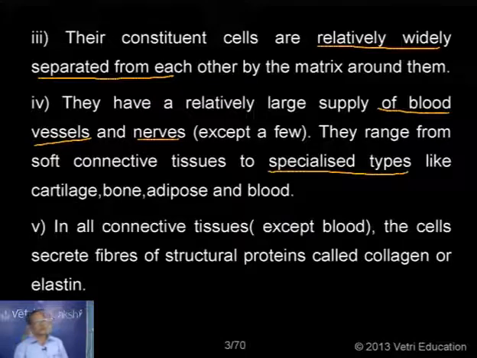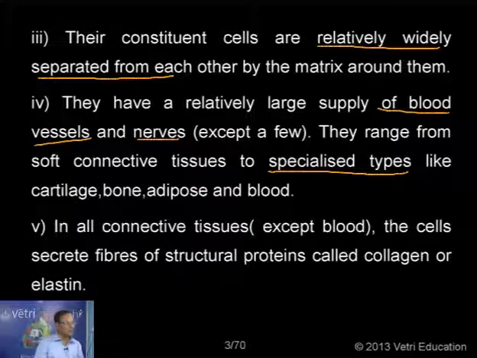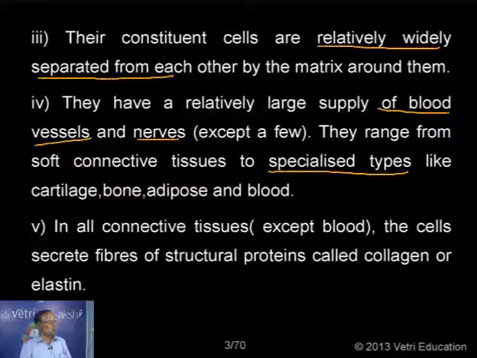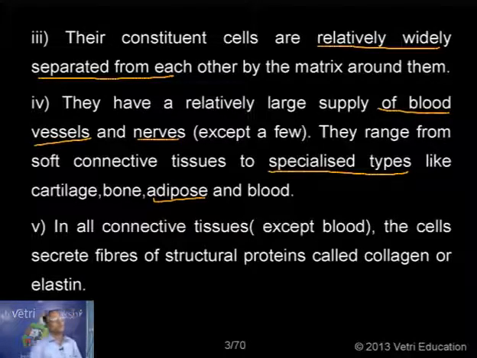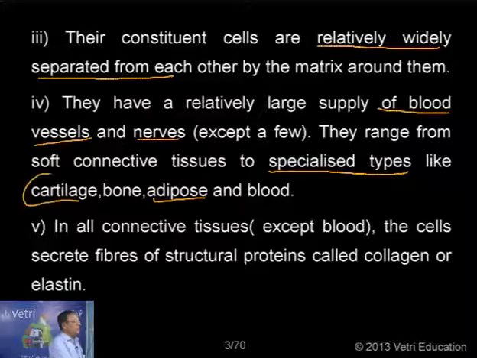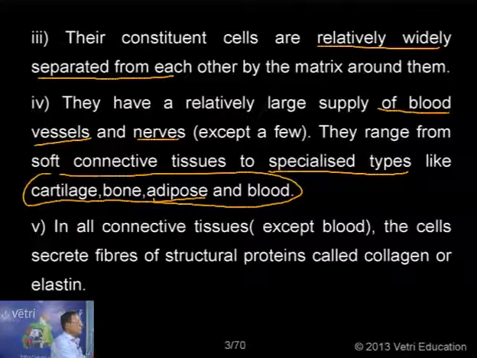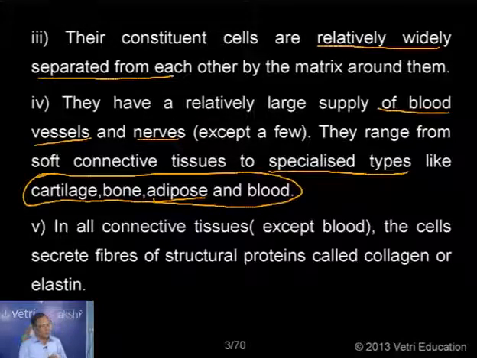For example, simple types like areolar connective tissue, reticular connective tissue, jelly-like, that. These are all simple types. And also we have some specialized types of connective tissue. For example, the bones, the cartilages, even you know that one, the blood, and also the fatty tissue present below the skin, what we call this one, adipose. So anyway, cartilage, bone, adipose tissue, a kind of connective tissue, and blood, a liquid or fluid connective tissue, are the specialized types.